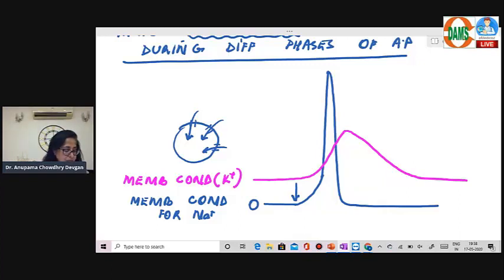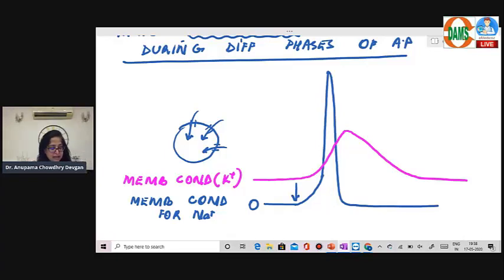Okay, I'll just answer that. Why from 0? Because membrane conductance for sodium at rest is 0. This is not an action potential graph. This is a membrane conductance graph.